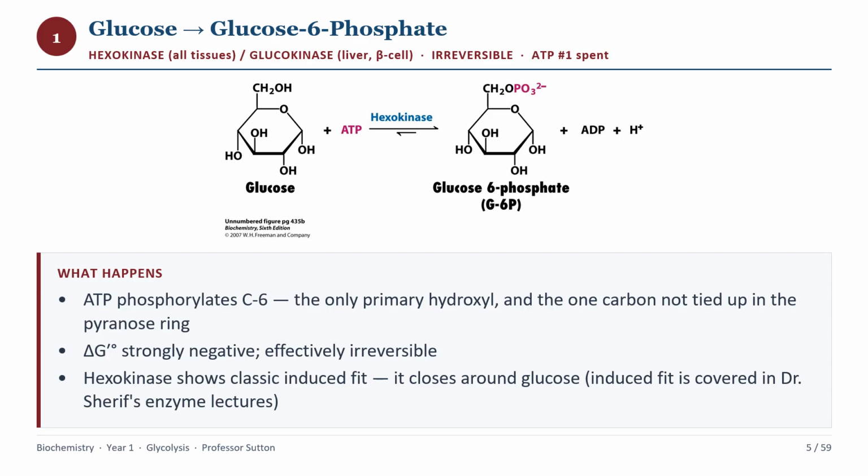Red accents mark the irreversible steps. We spend ATP to make ATP.